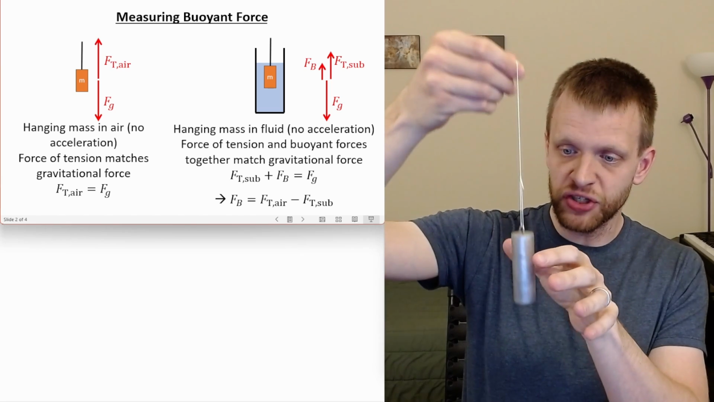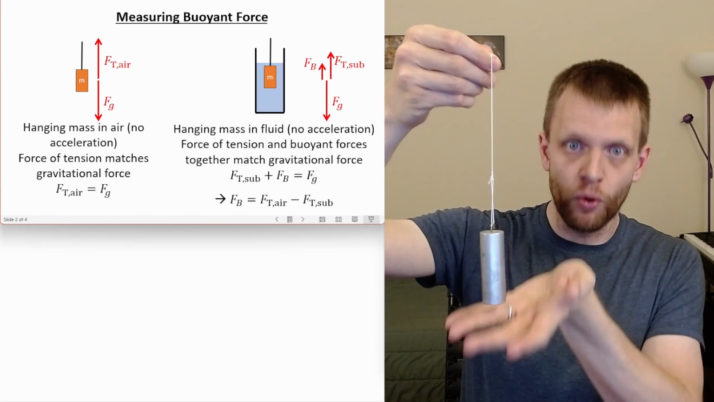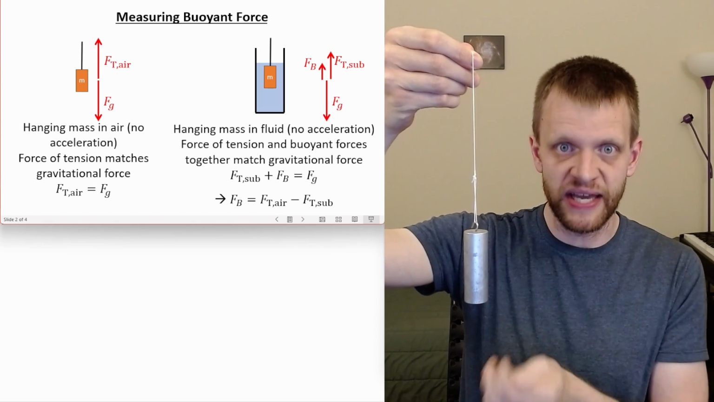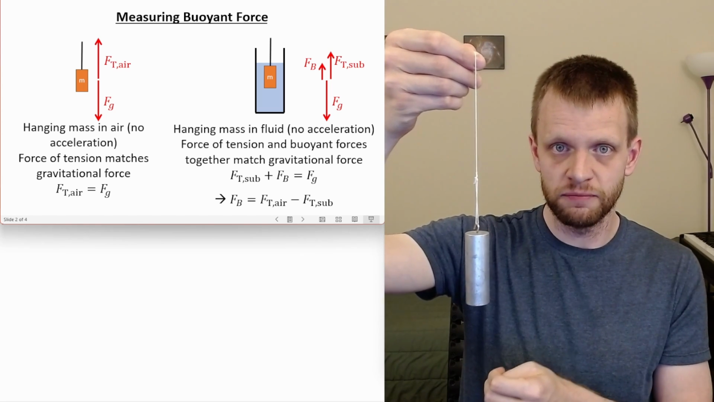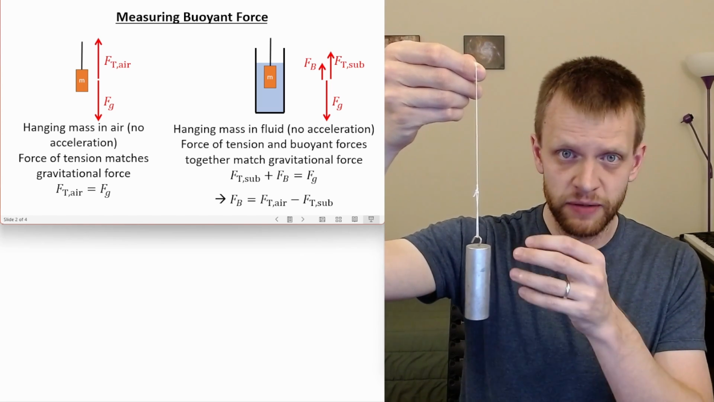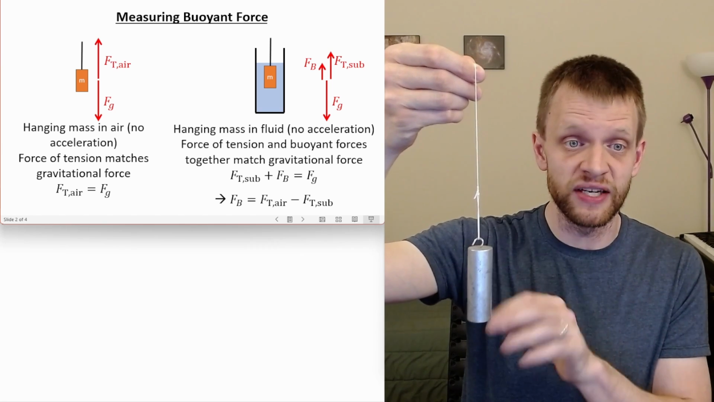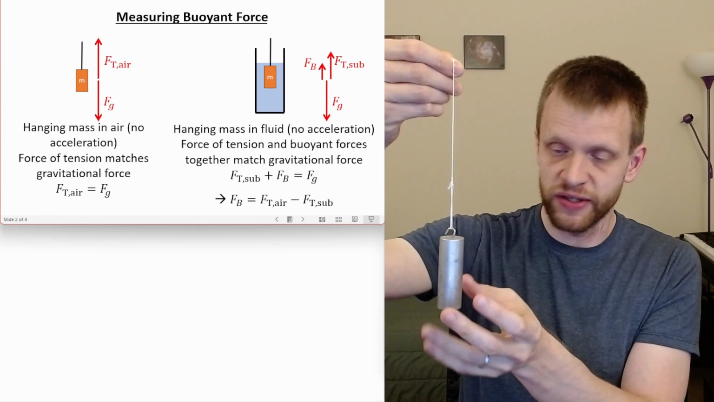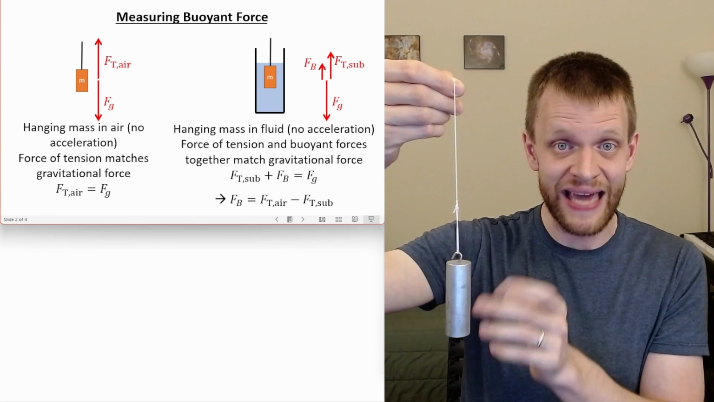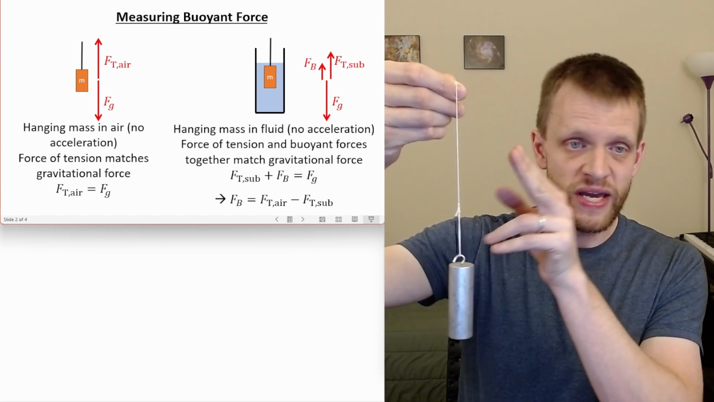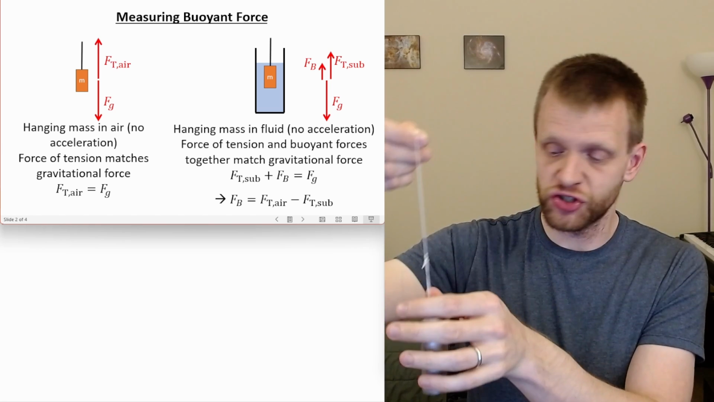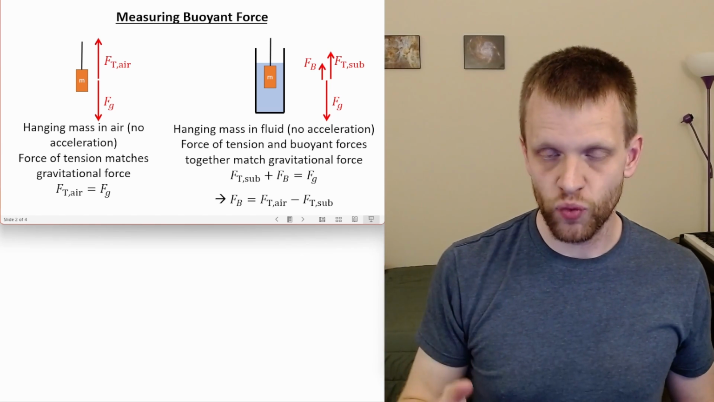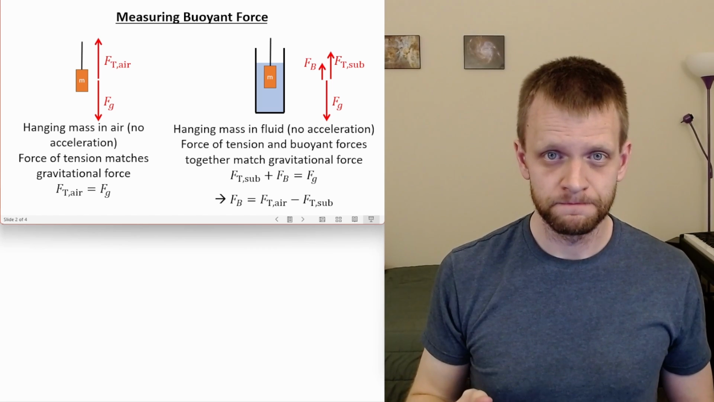Basically, when the object is submerged in the fluid, that buoyant force is counteracting some of the gravitational force that was acting on this object. Not generally all of it, but some of it. Which means the tension, when the object is submerged, doesn't have to be as high. So if we can measure how this tension force changes when I submerge the object, that's going to give us a direct way of measuring the buoyant force.